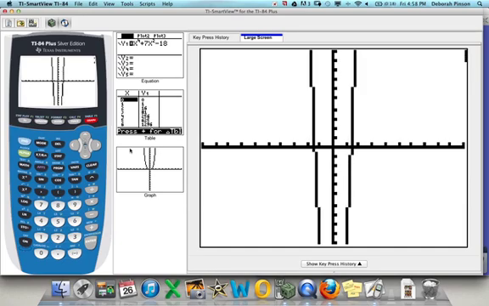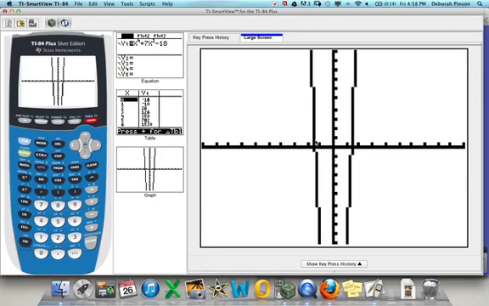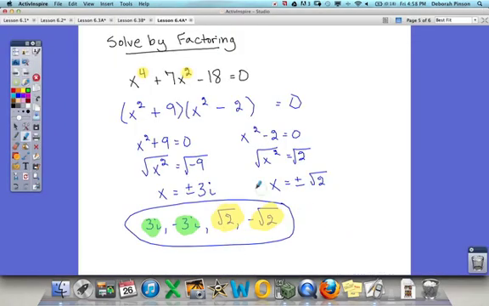Now remember we were supposed to have 4 answers, but see how it only crosses twice? The reason for that is it's only going to show up on the graph if they're real numbers. If they're imaginary, it won't show up on the graph. Now that's the reason we only have two answers here. This is the negative root 2, this is the positive root 2. The 3i and negative 3i aren't going to show up on your graph because they're imaginary.